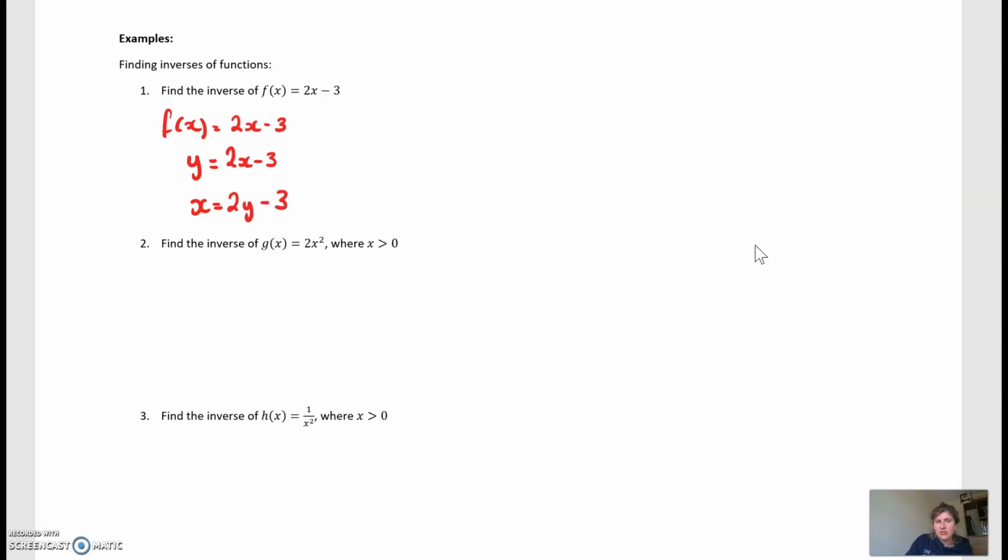Now we're going to rearrange this to solve for y. So we solve in the same way we solve any equation. The first thing we're going to do is add 3 to this side. So we have 2y equals x plus 3. Okay, and then we divide through by 2. We can cancel that out. So our function is y equals (x plus 3) on 2. And we can write that as the inverse. So we can say f inverse x equals (x plus 3) on 2. Okay, now that's our inverse function.